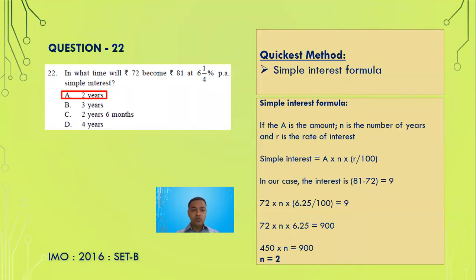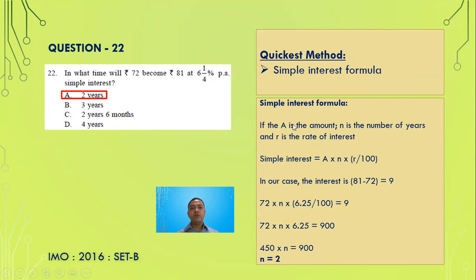Question number 22. In what time will 72 become 81? Isn't it? In what time will 72 become 81 at 6 and 1/4% per annum simple interest? So again, you have to note the formula for simple interest. Again, it's a very simple formula.